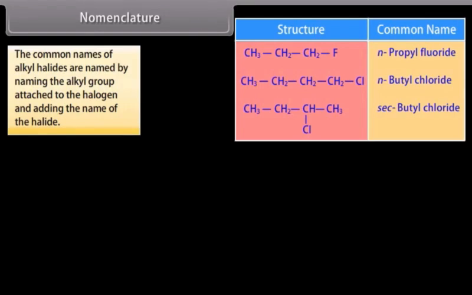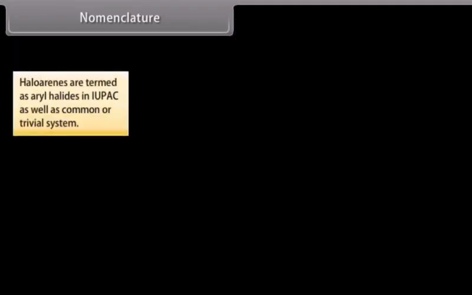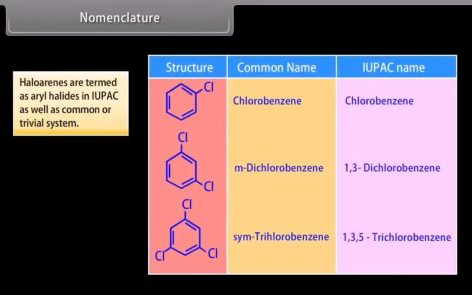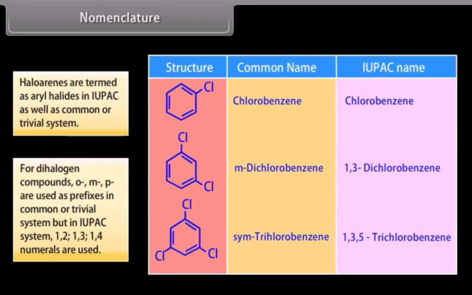Nomenclature. The common names of alkyl halides are given by naming the alkyl group attached to the halogen and adding the name of the halide. In the IUPAC system of nomenclature, alkyl halides are named as halogen substituted hydrocarbons. Haloarenes are termed as aryl halides in IUPAC as well as common or trivial system. For dihalogen compounds, ortho, meta, and para are used as prefixes in the common or trivial system, but in the IUPAC system, 1,2, 1,3 and 1,4 numerals are used.